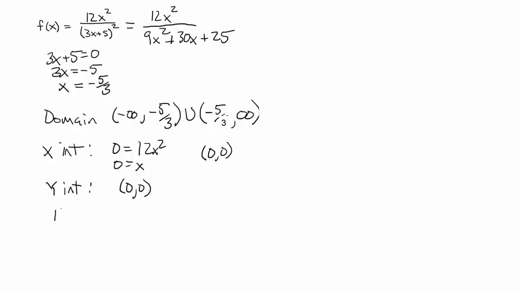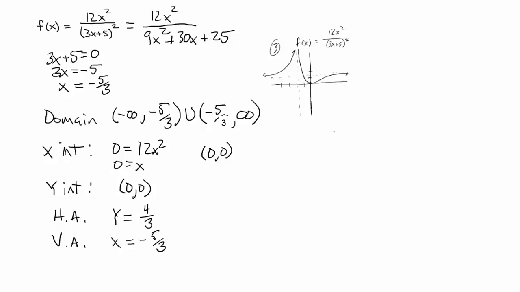And then our horizontal asymptote, we have the same degrees in the numerator and denominator, so it's the ratio of the coefficients, 12/9, or we could write that as y is equal to 4/3. And then the vertical asymptote we already talked about, and that was x is equal to negative 5/3. And in the picture you can see that drawn out.